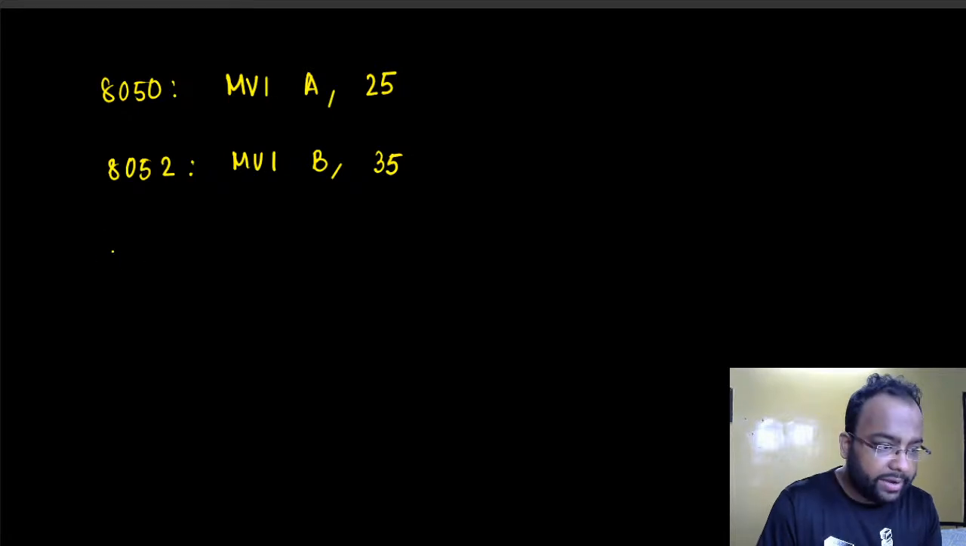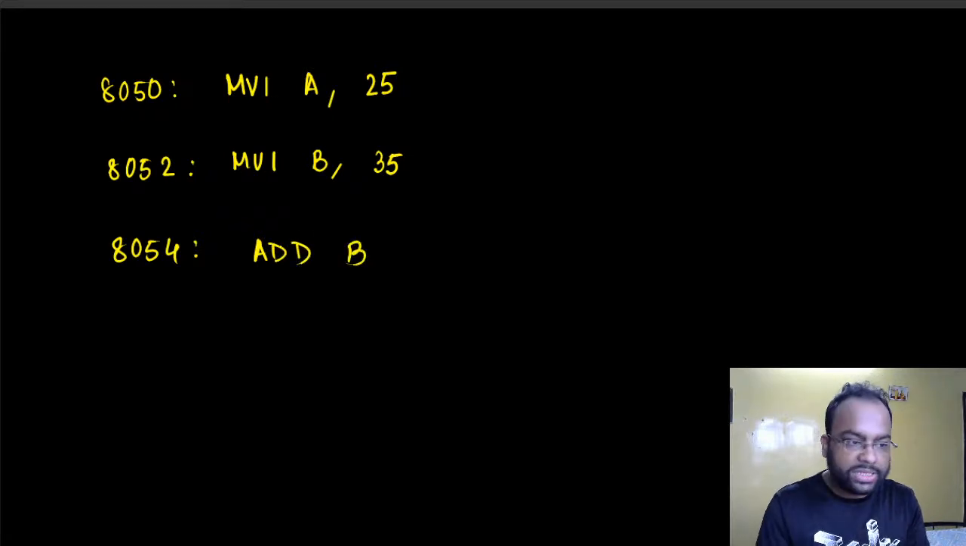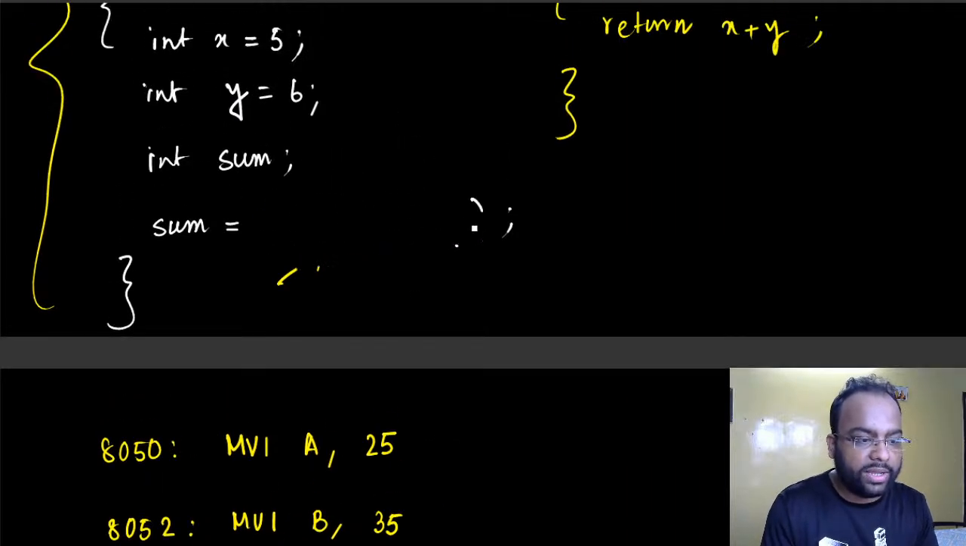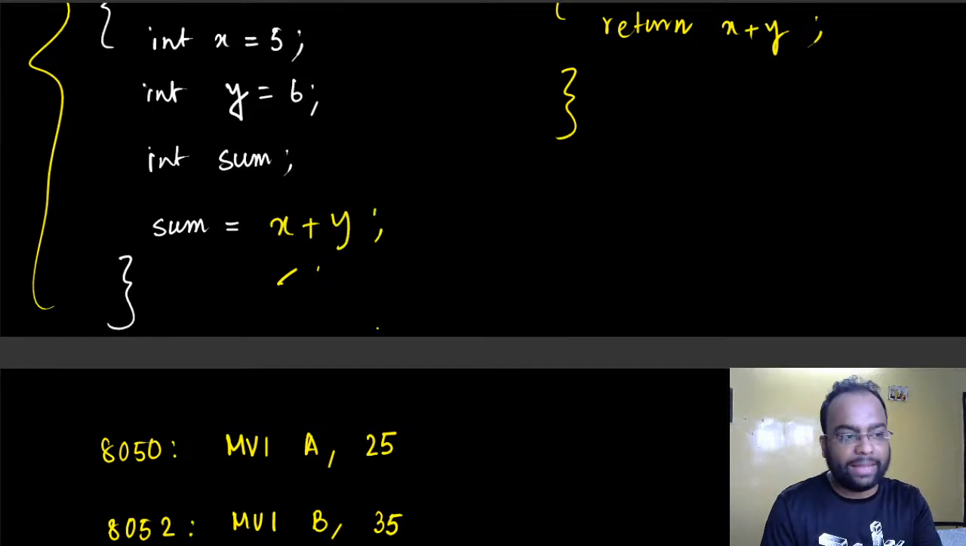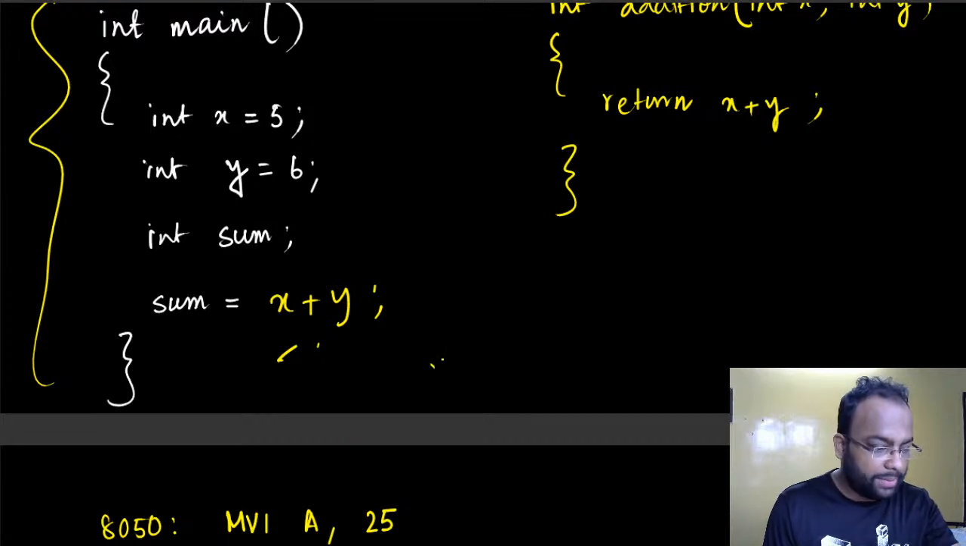And in memory location 8054 I had an add B, right? I had this addition. So this is like doing the addition here, like writing x plus y inside the main C program, for example, right? But I'm not going to do that.